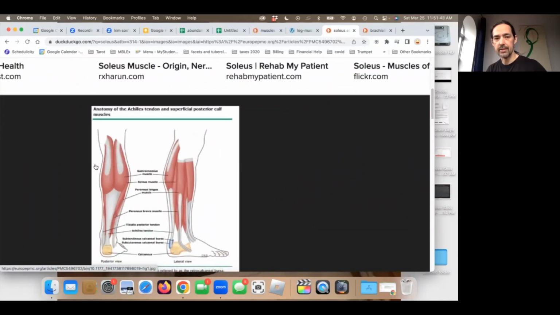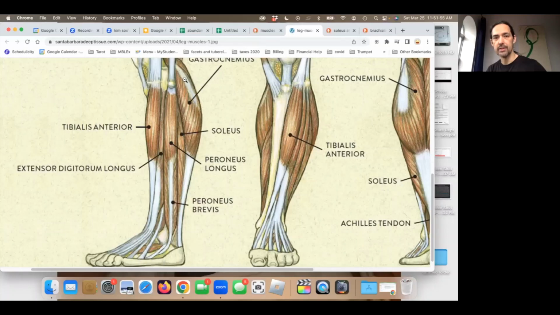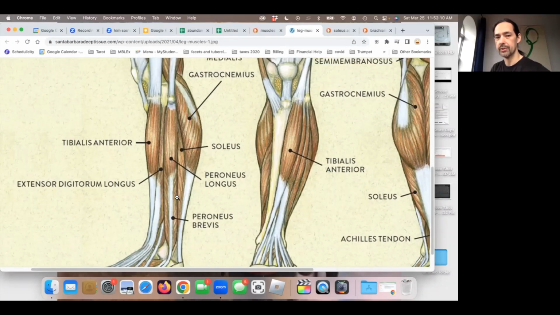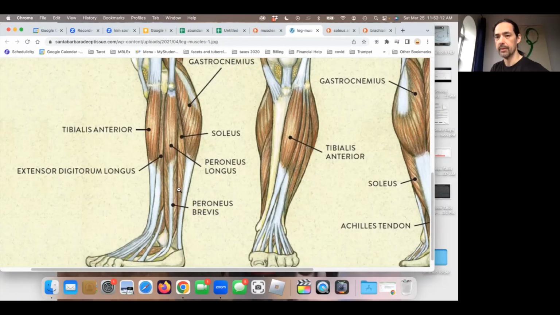Okay, and here's the gastrocs over top of the soleus muscle. So the gastrocs is on top. The gastrocs is the most shallow, and the soleus is the deeper of the two. Those are in the posterior compartment, and those are primarily the two that you need to know for the posterior compartment.